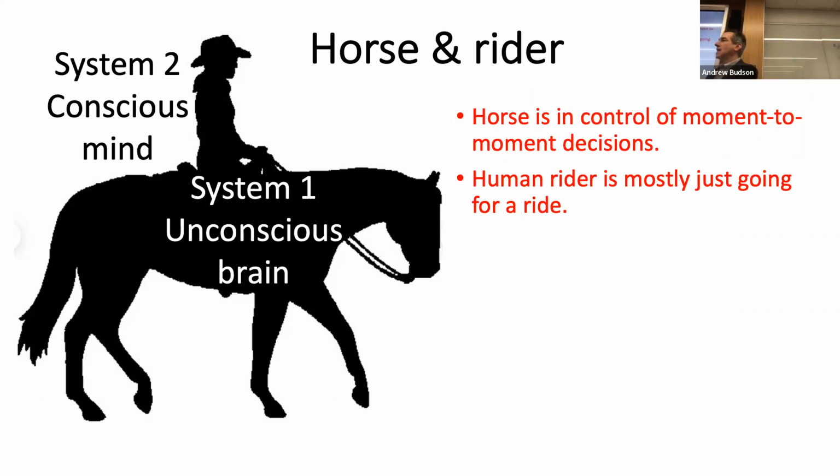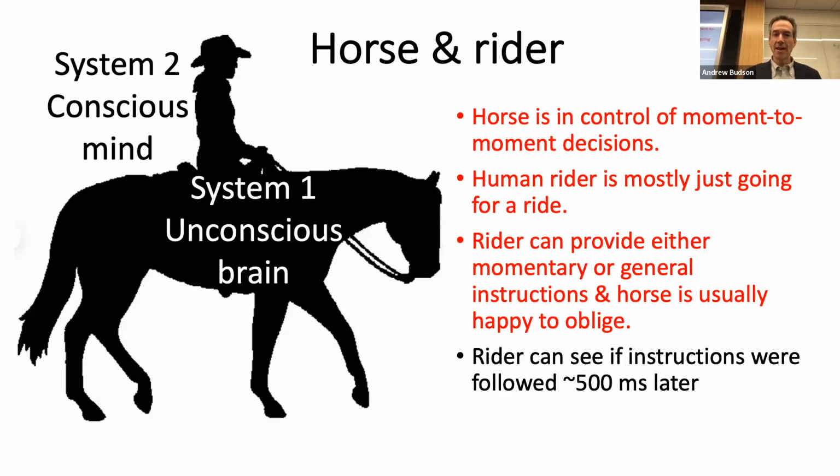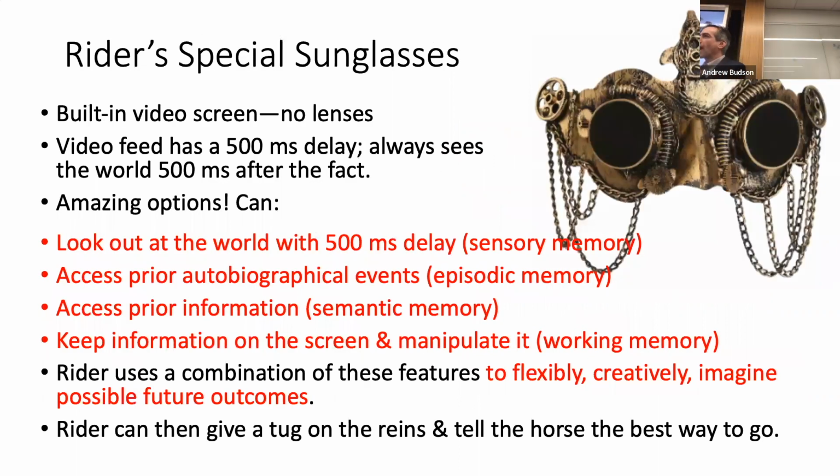You know, you don't need to tell a horse how to move their feet, to go across a rocky field, to jump over a stump. The horse does that all automatically. But the rider can give either momentary or general instructions, and the horse is usually happy to oblige that. The rider can, of course, see if the instructions were followed about 500 milliseconds later, but the horse is ultimately in control. Now, why is it that the rider does any better than the horse?